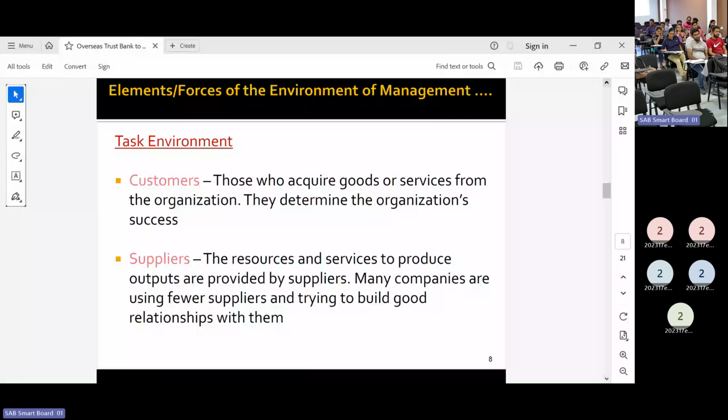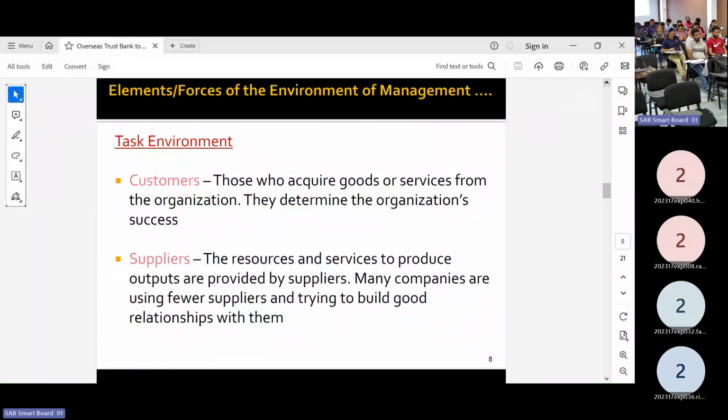These are the elements in the task environment. The two presented in this slide are customers and suppliers. Customers are the people, individuals and firms, who acquire goods or services from the organization. They create demand for the goods and services, and they determine the organization's survival, first survival, then long-term success.